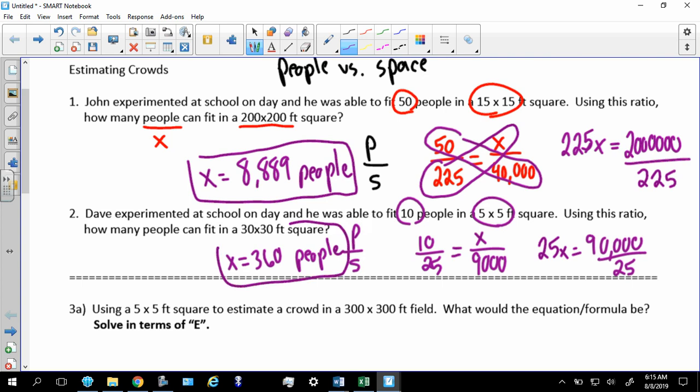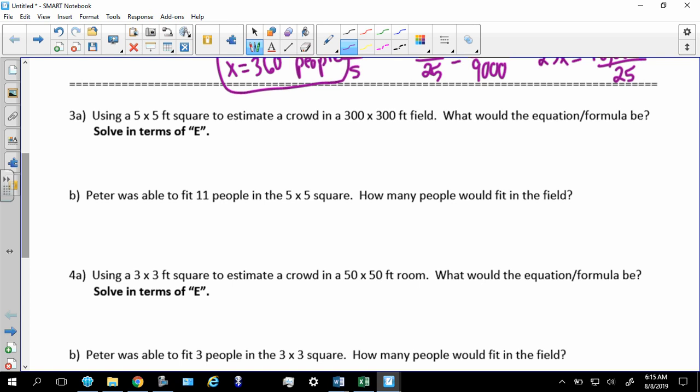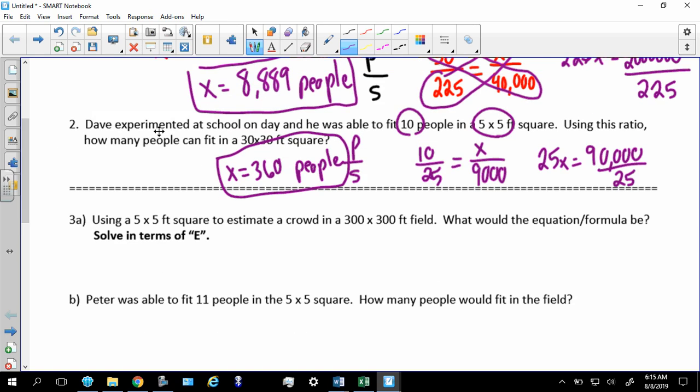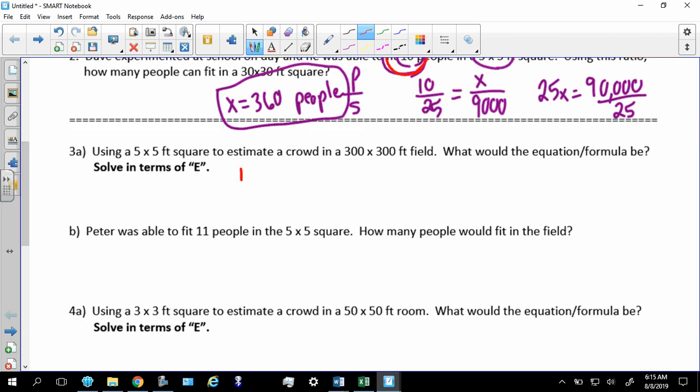All right, so question number 3A. This is what we did yesterday. This is solve in terms of E. Notice in our second question, it says Dave experimented and he was able to fit 10 people. That was an exact number, all right, 10 people. Now we don't have the number of people. So we're still going to use the people over space, but we have to use E. So it'll be E over the square, which is 25, is equal to x over 300 by 300.